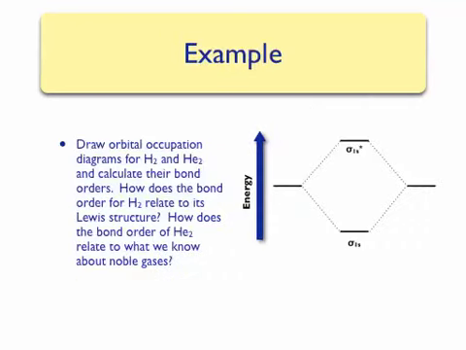Let's look at some examples of describing molecules with molecular orbital theory. We're going to take a look at orbital occupation diagrams for the hydrogen molecule and the helium molecule and calculate their bond orders. We will compare the bond order of hydrogen to its Lewis structure and use the bond order of helium to relate to what we know about the reactivity of noble gases, even with themselves.